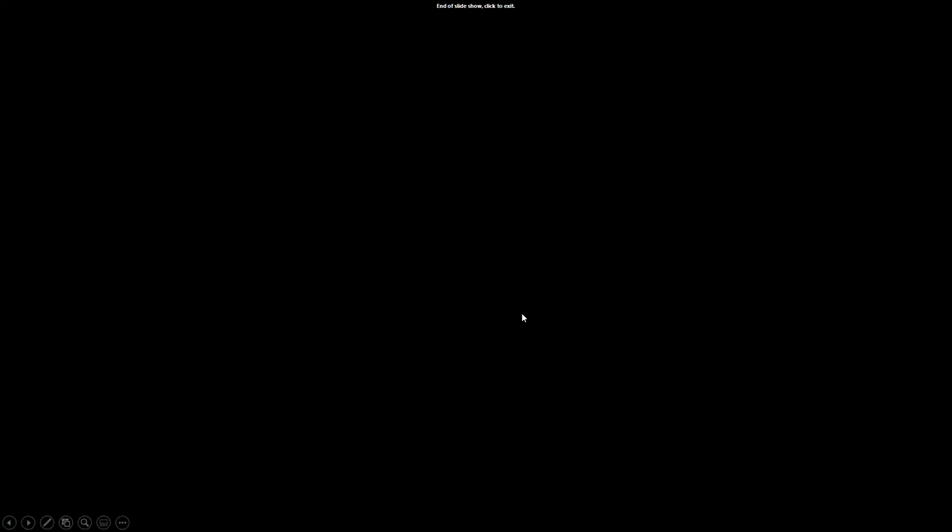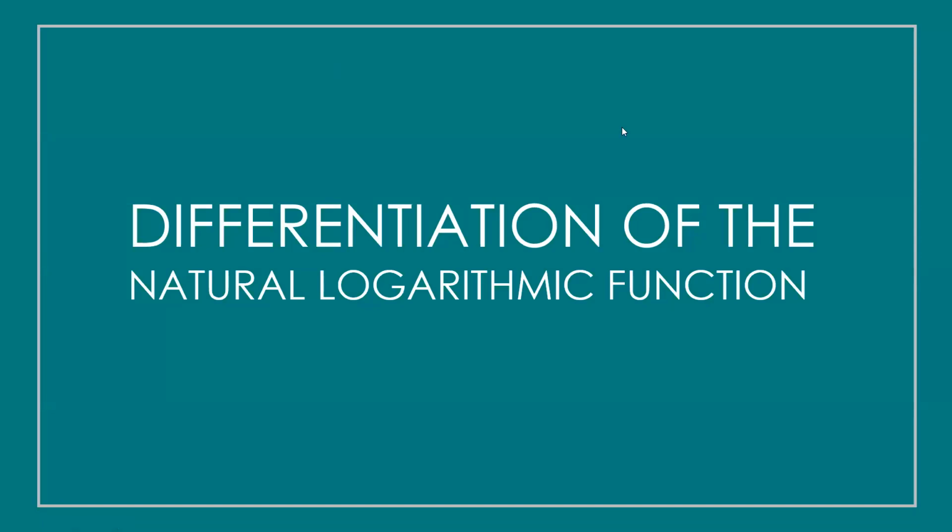Okay? So, let's go to the last part, which is your natural logarithm. So kanina, it's natural exponential. This one is natural logarithm.